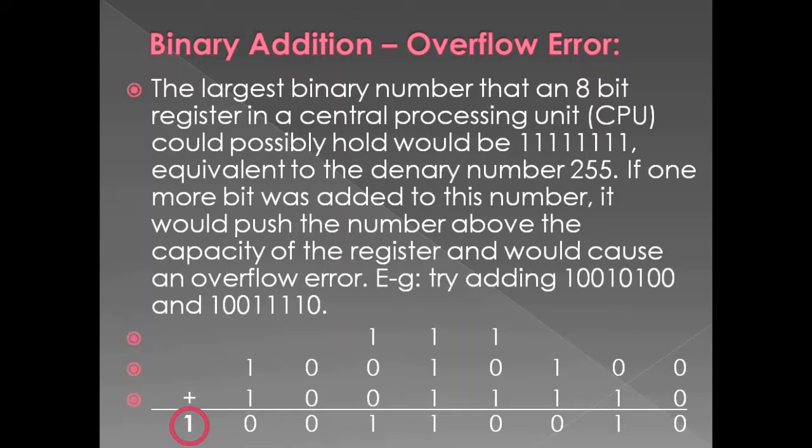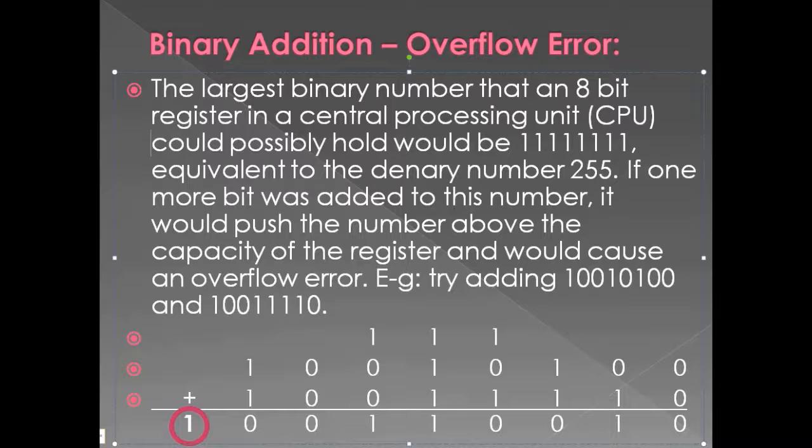Now another thing which we have in binary addition is an overflow error. The largest binary number that an 8-bit register in a CPU could possibly hold would be 11111111, equivalent to the denary number 255. If one more bit was added to this number, it would push the number above the capacity of the register and would cause an overflow error.